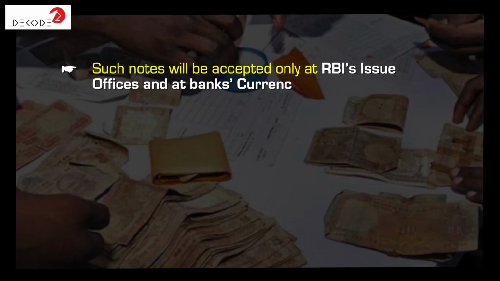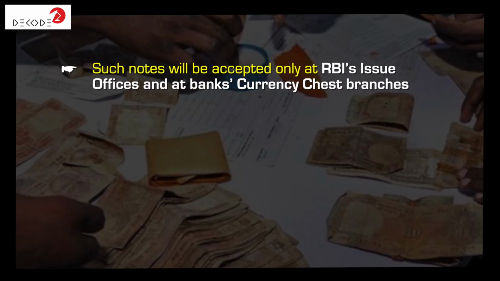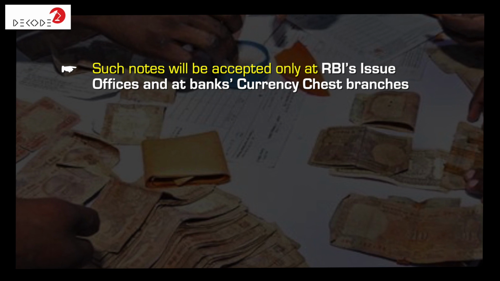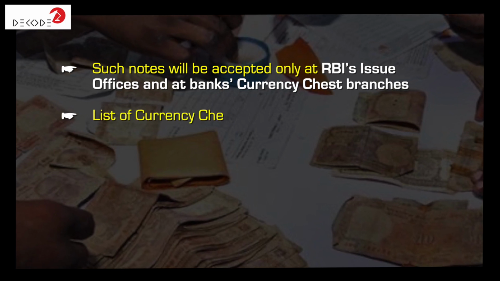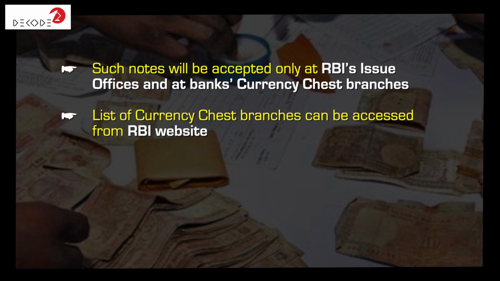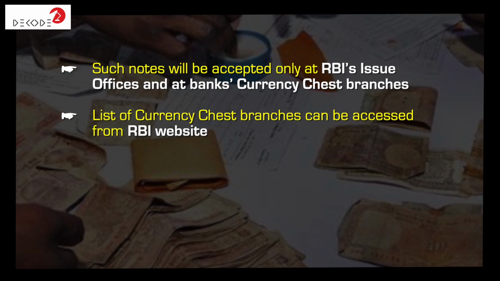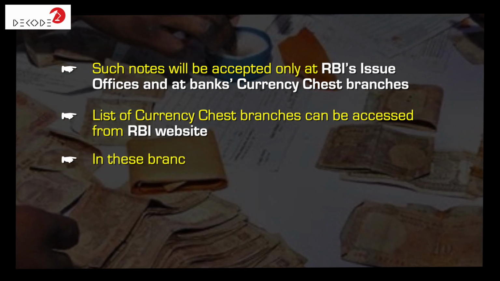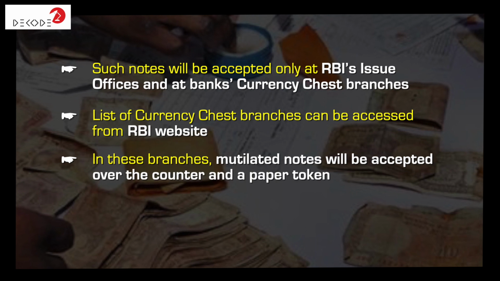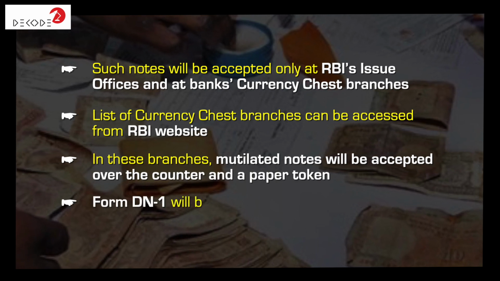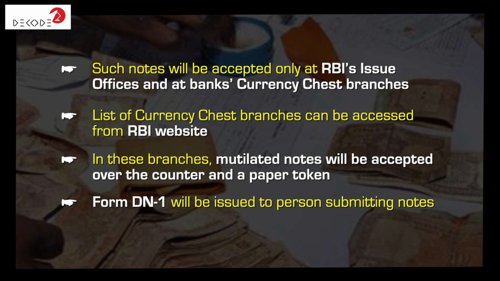Notes eligible for refund will be accepted only at the RBI's issue offices and at banks' currency chest branches. The list of such currency chest branches can be accessed from the RBI website. We'll leave the link in the description for you. In these branches, mutilated notes will be accepted over the counter and a paper token, Form DN1, will be issued to the person submitting notes.